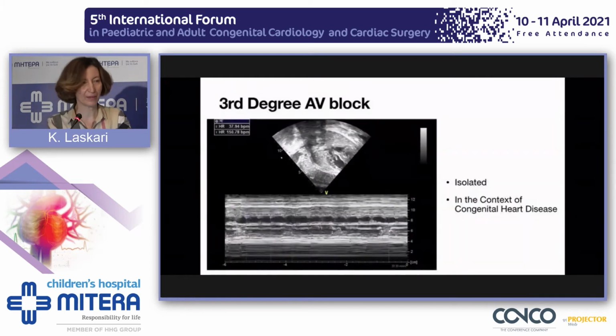So we're back. Okay, this is the slide I was talking about before we lost the connection. This is a third-degree AV block or complete AV block. It's an M mode of a fetus with a complete AV block. You can see on the top multiple atrial systoles that are up to 150 beats per minute, and on the bottom a ventricular heart rate of 37 beats per minute, which is very slow for a fetus, obviously. Complete heart block can be isolated or in the context of congenital heart disease.